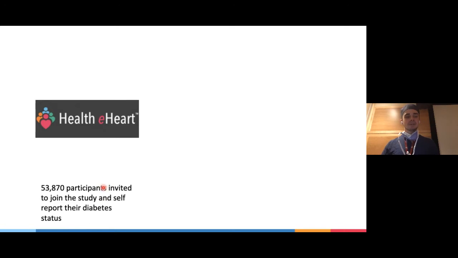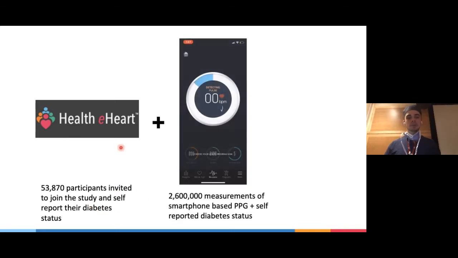We invited 54,000 participants to join the study to complete various surveys, including a medical questionnaire about their current diabetes status. And we also told them to record as many photoplethysmography measurements as they could. We obtained in total 2,600,000 measurements using this approach. And we haven't met any of those patients. This was all a remote study.